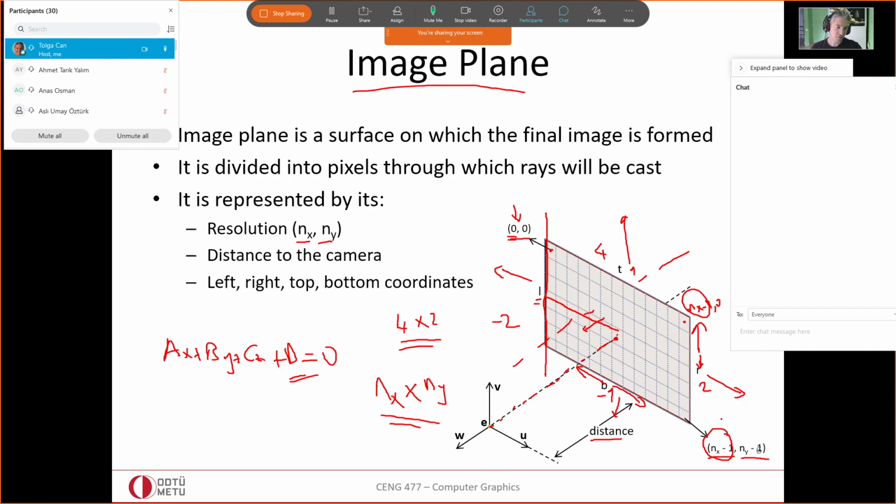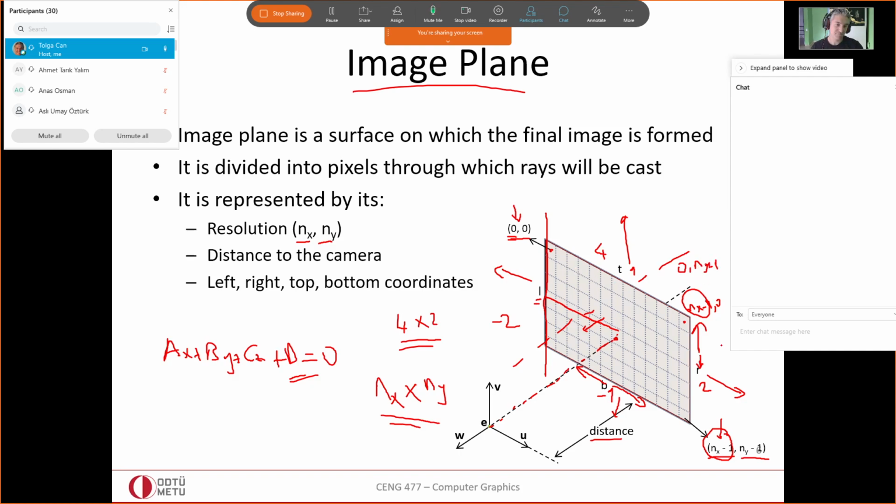Therefore, this should be the y-axis actually, not the x-axis, if it's the row number. We are going to see that soon, all right? In the next slide, the way we compute the coordinates will make it clear. So the question is, the top right pixel, is it nx minus 1, 0, or 0, ny minus 1? Either one of those.